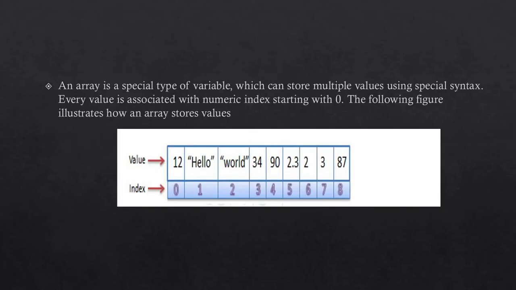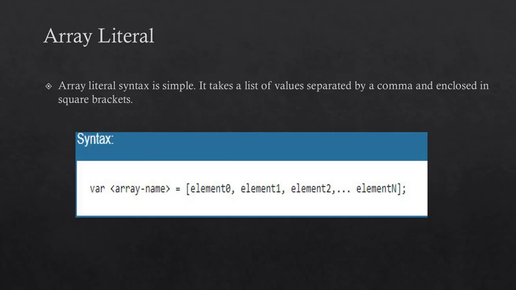An array is a special type of variable which can store multiple values using special syntax. Every value is associated with a numeric index starting with 0. For example, I have a figure here with the following values: 12, hello, world, followed by numbers. In the above figure, it has started with 0. In one variable, all these values are stored. The above figure illustrates how an array stores values. Total numbers are 9, but as it has started with 0, so the last index is 8.